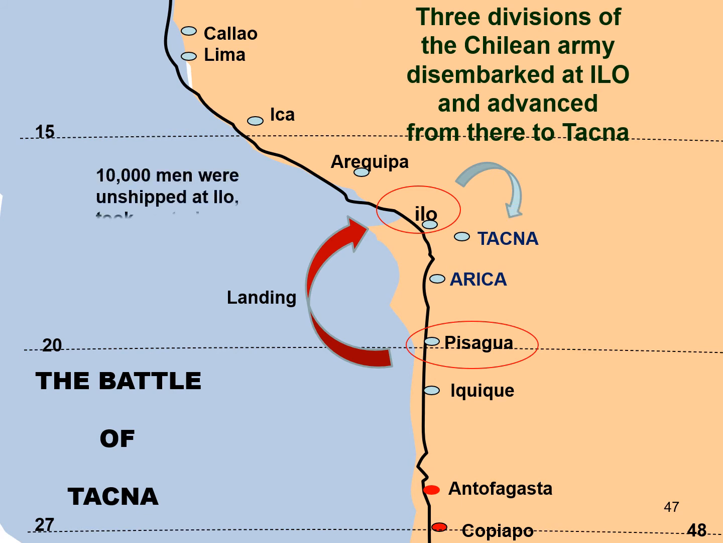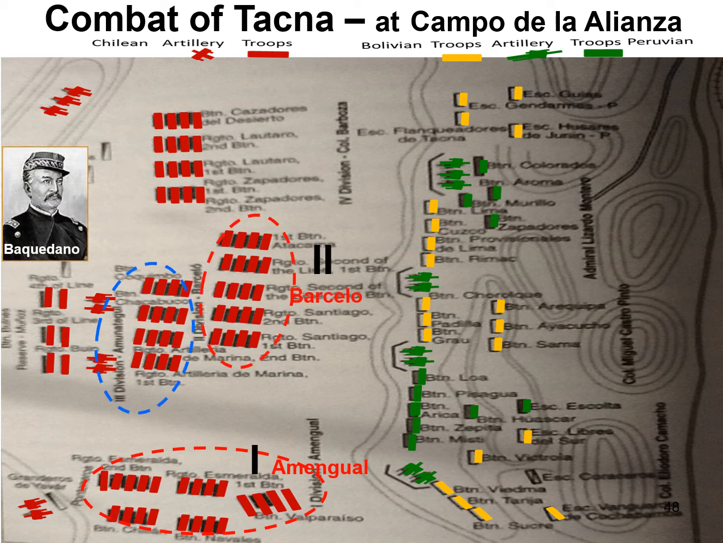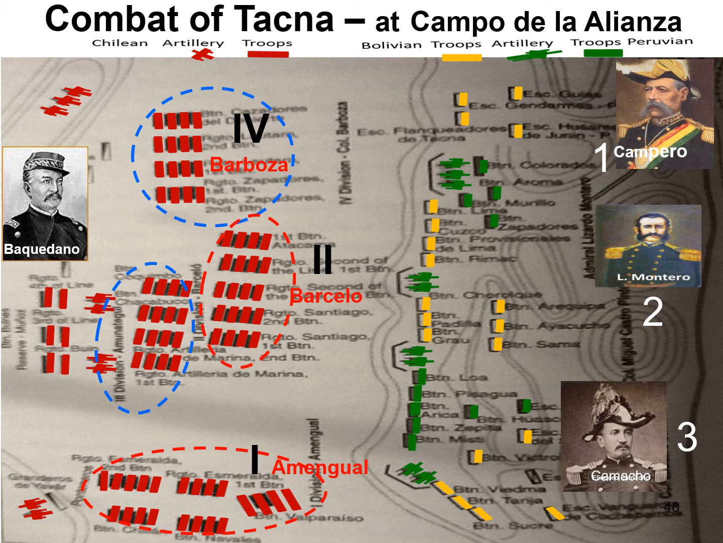10,000 men were unshipped at Ilo, and they took control of the town and severed the telegraphic lines. At the battleground in Tacna, the 4 Chilean divisions under General Baquedano's command were assembled on the west ground under the leaders Amengual, Barceló, and Barbosa. The Allies had 3 leaders. The Bolivian President General Narciso Campero assumed command, with Montero and Camacho for Peru, and they had the advantage of the high ground on the east.